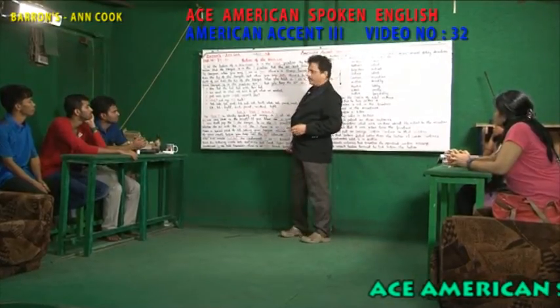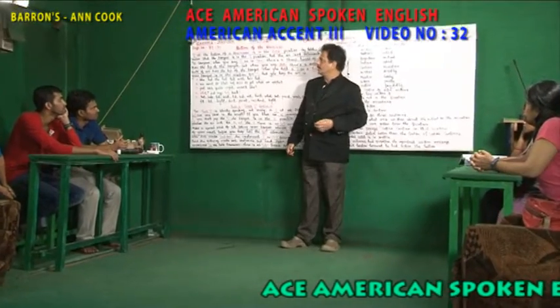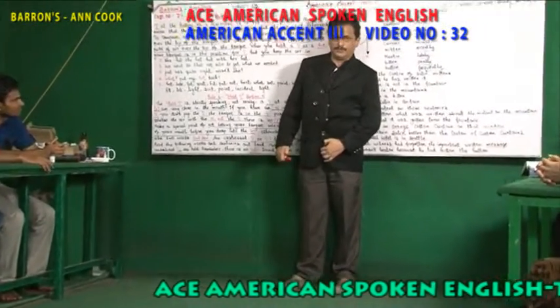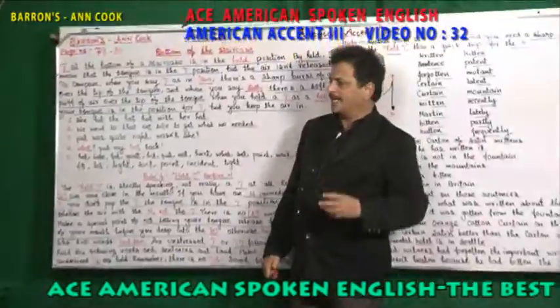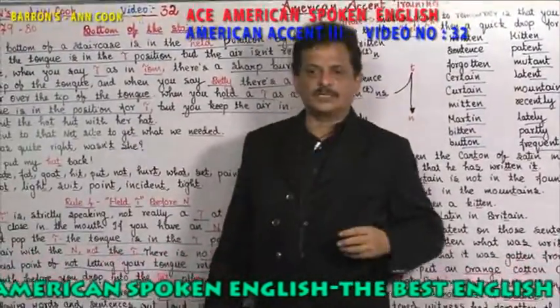Take your book, Behrens and Cook. We have come here to page number 79, 80, video number 32. American letters, all the consonants, all the alphabets.